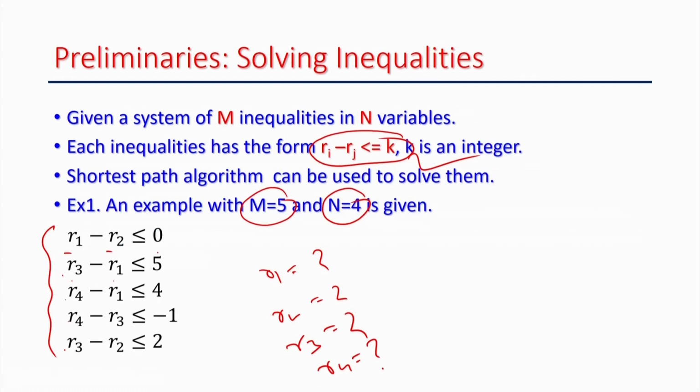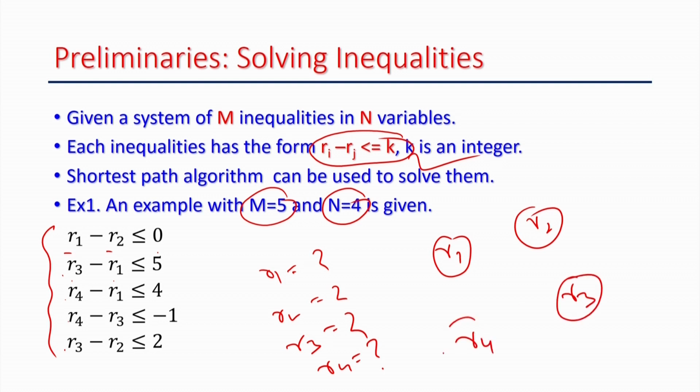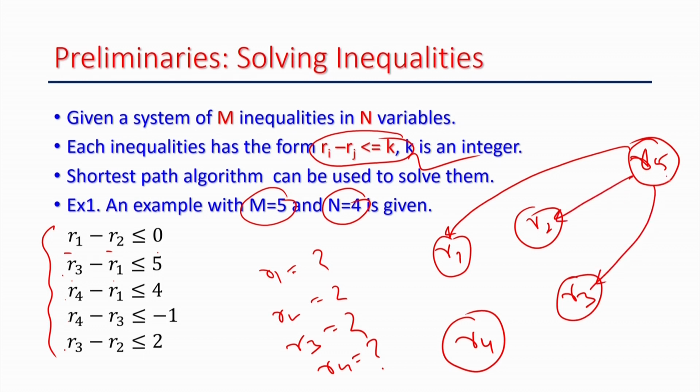For each variable I will consider a node. I have four variables here, so I am going to consider R1, R2, R3 and R4. I will consider a node for each variable, and I will consider an additional node, R extra, so there are n plus 1 nodes. This is 5 for me. So this is an additional node. Then I am going to add edges here. From this extra node I am going to add an edge to all the nodes of weight 0. This is all weight 0.